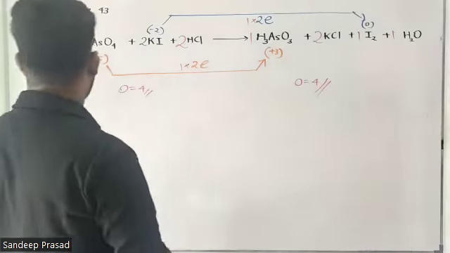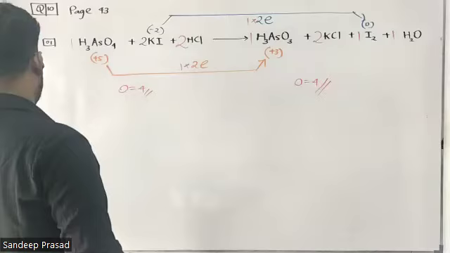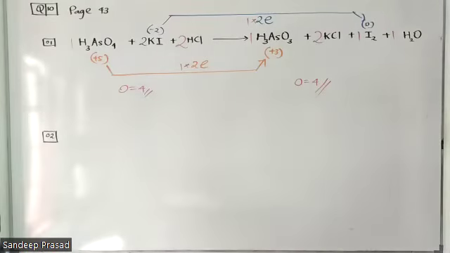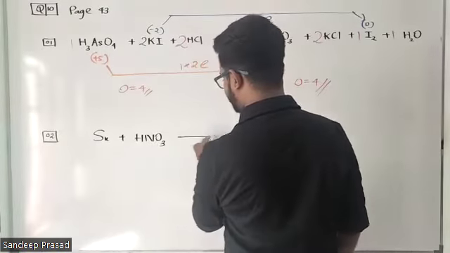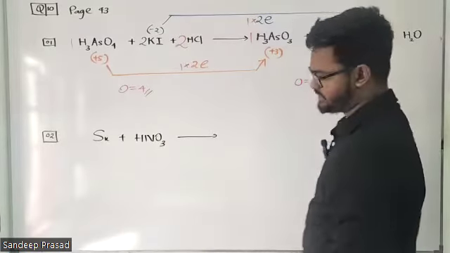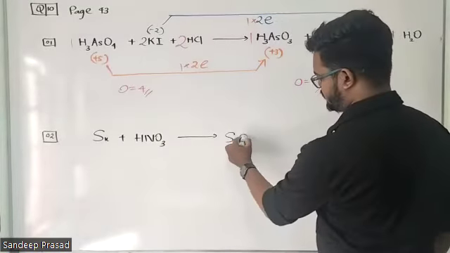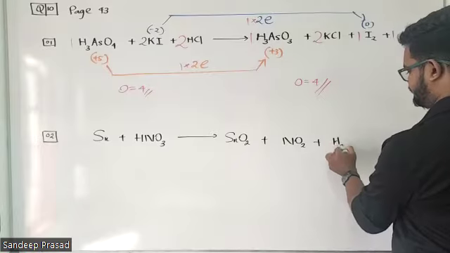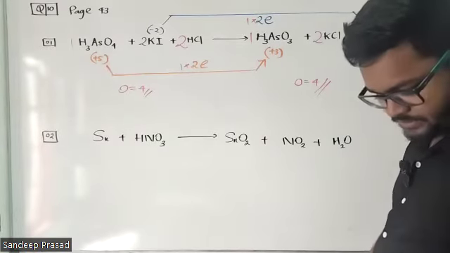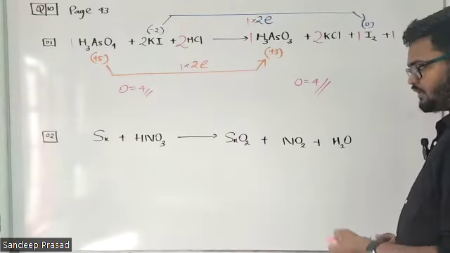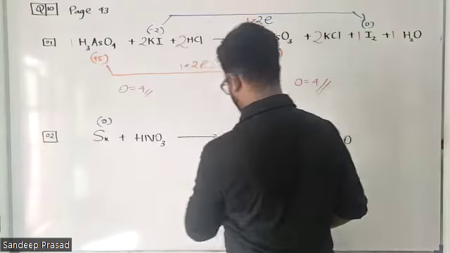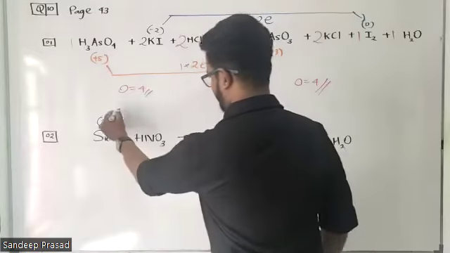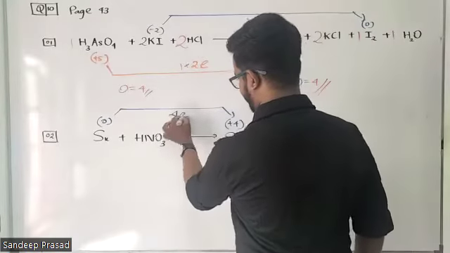Second one, number 2. Tin element is reacting with HNO3 to produce SnO2, NO2, and H2O. So look at this one. What is the oxidation state of tin here? 0, because it's a free element. And here we can see that the oxidation number is plus 4. So 0 to plus 4, the increment is 4 electrons.